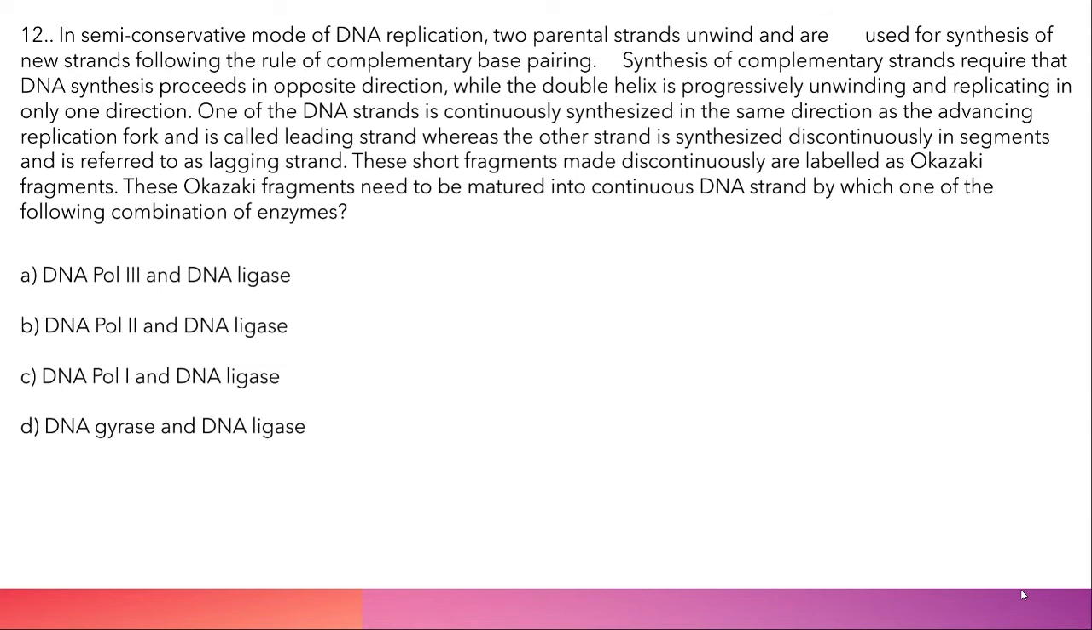Here are the options: DNA pol 3 and DNA ligase. The second one is DNA pol 2 and DNA ligase. The third one is DNA pol 1 and DNA ligase. And the fourth one is DNA primase and DNA ligase. So the correct option is option C, that is DNA pol 1 and DNA ligase.